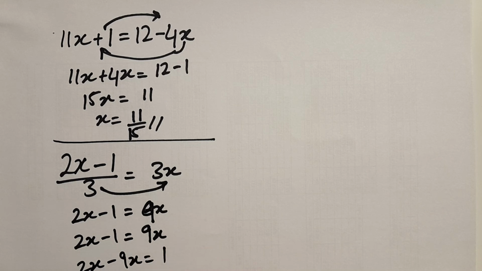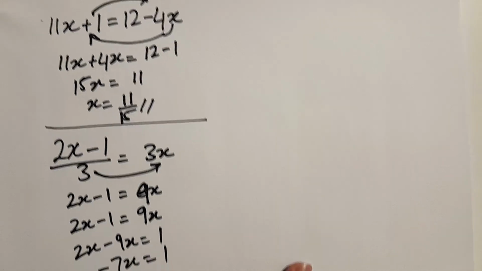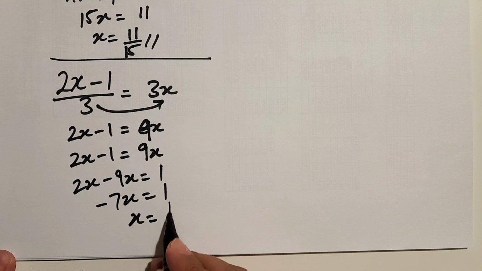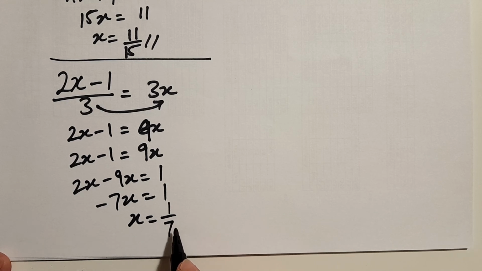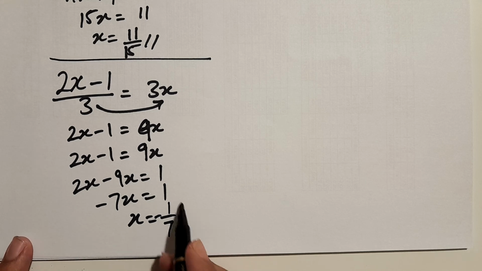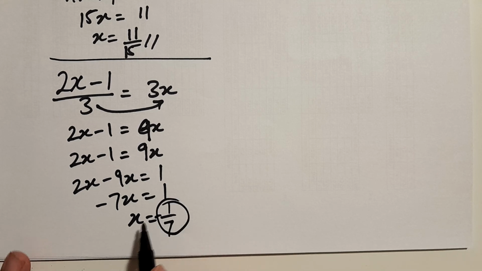So this will be minus 7x is equal to 1. X is equal to 1 divided by minus 7. So minus 1 over 7. So this is the final answer for 2x minus 1 divided by 3 is equal to 3x. So this is the value of x: minus 1 divided by 7.